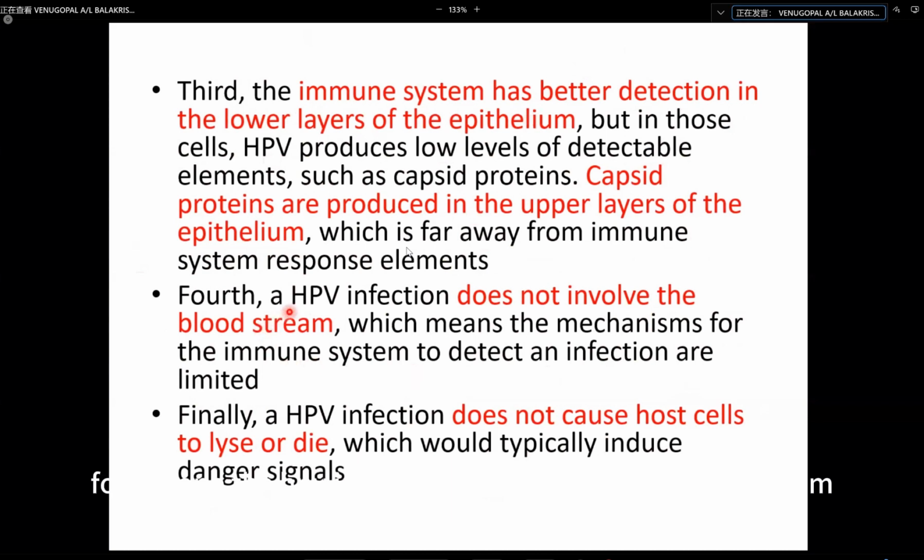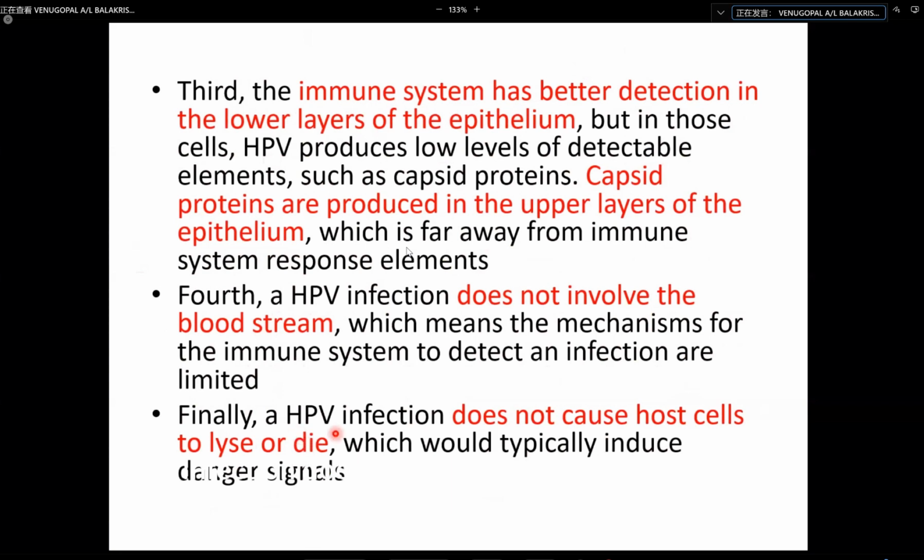Fourth one, the HPV infection does not involve the bloodstream. So it is only the cells, which means the mechanisms for the immune system to detect an infection are limited. Usually when there's an infection, it will be present in the blood and it can be detected easily. That is how the cell fighting mechanism happens. But for HPV, it's different because it does not involve the bloodstream.